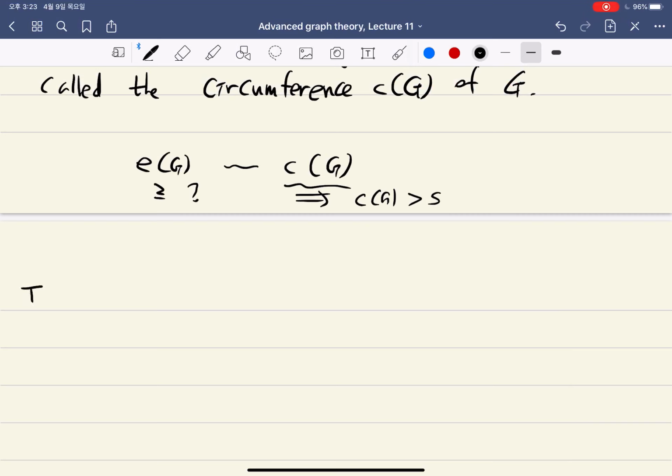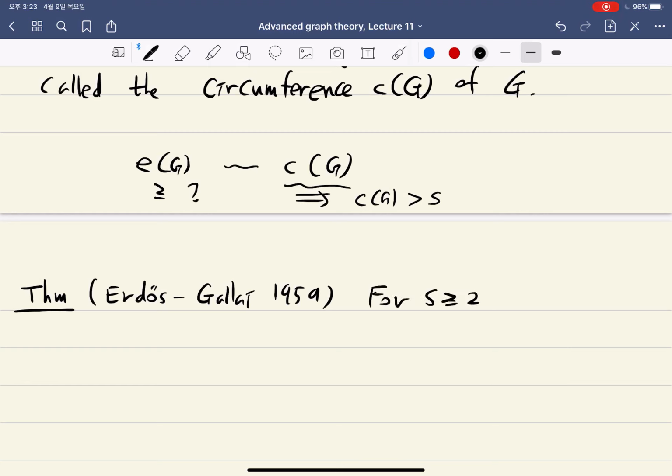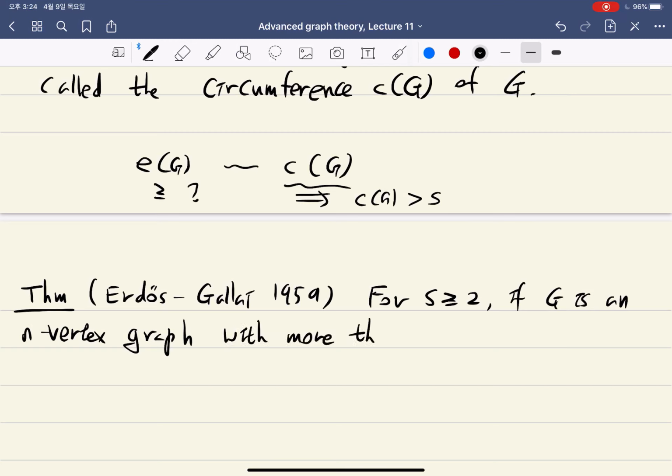So the first theorem we want to prove is regarding this. This is the Erdős–Gallai theorem. For s at least 2, if G is an n-vertex graph with more than s times (n minus 1) over 2 edges, then c(G) is strictly bigger than s.